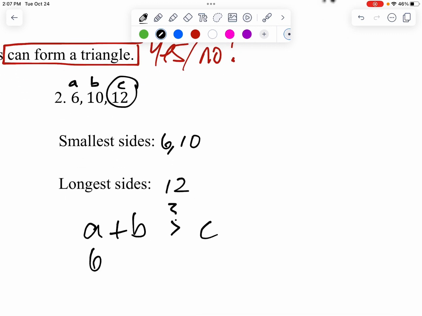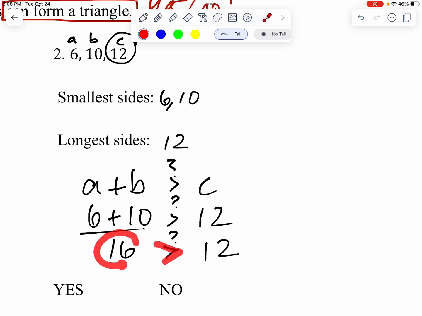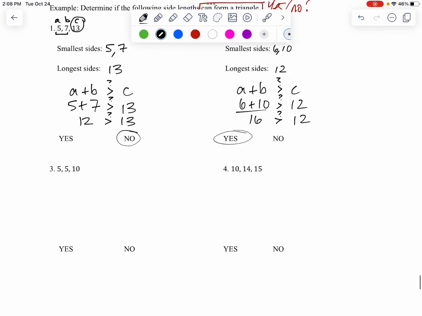A and B were 6 and 10. Is that greater than, with a question mark, 12? Let's actually combine 6 and 10. You get 16. Is that greater than 12? Is the alligator mouth in this case eating the bigger number? The answer is yes. Let me do one more.